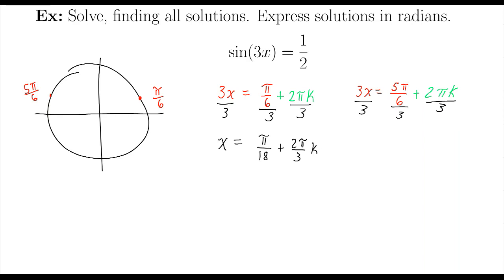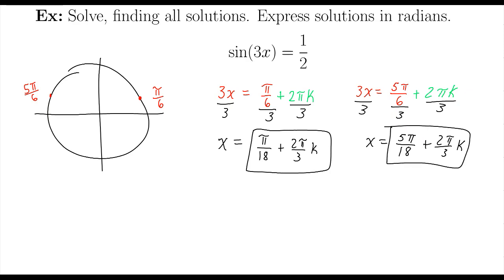Okay. x also equals 5 pi over 18 plus 2 pi over 3 times k. So there we go. We have two sets of solutions, right? And they change depending on what number here you plug in for k. Okay, so this is the way to represent all of the solutions.